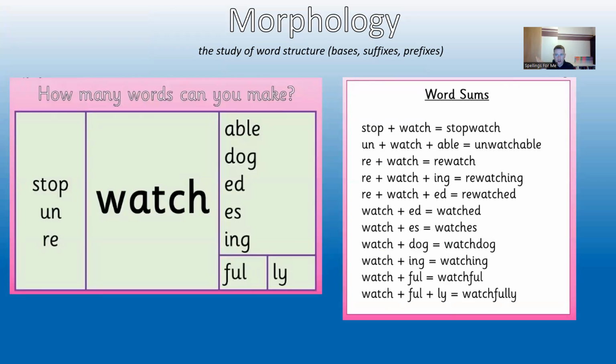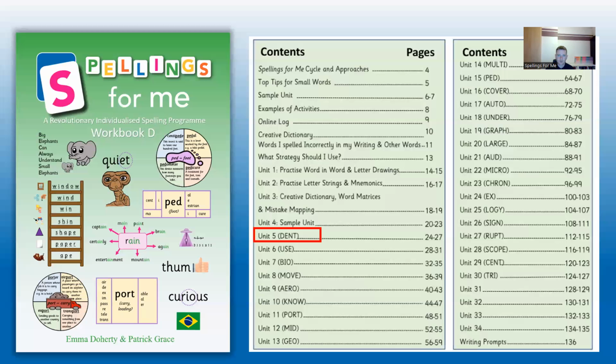And there's a progression as we go through from 2nd class up to 6th class, let's say. We take a word like watch and we ask them how many words they can form using the word watch, like stopwatch, unwatchable, rewatch, watchdog, watching.